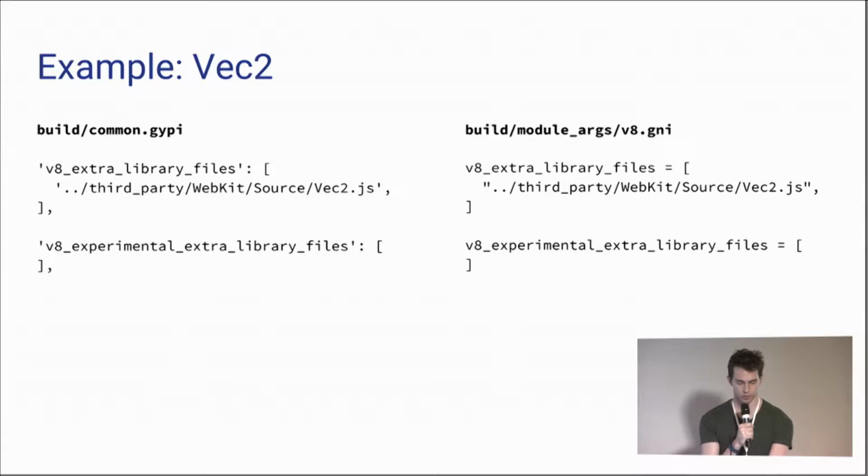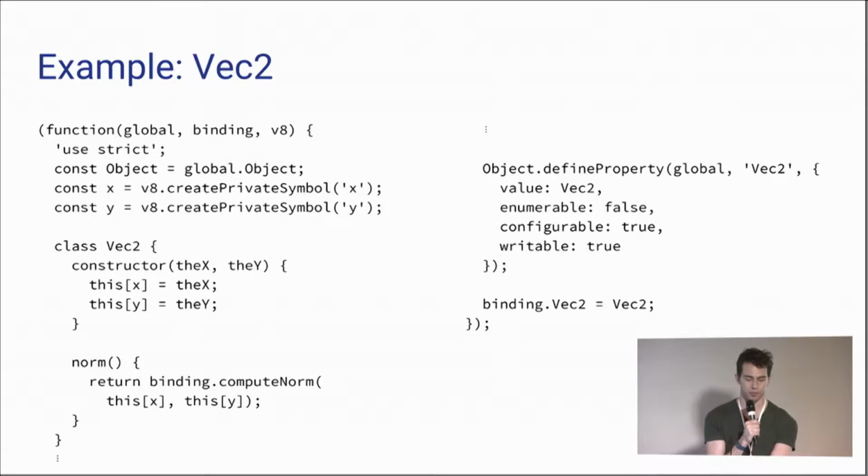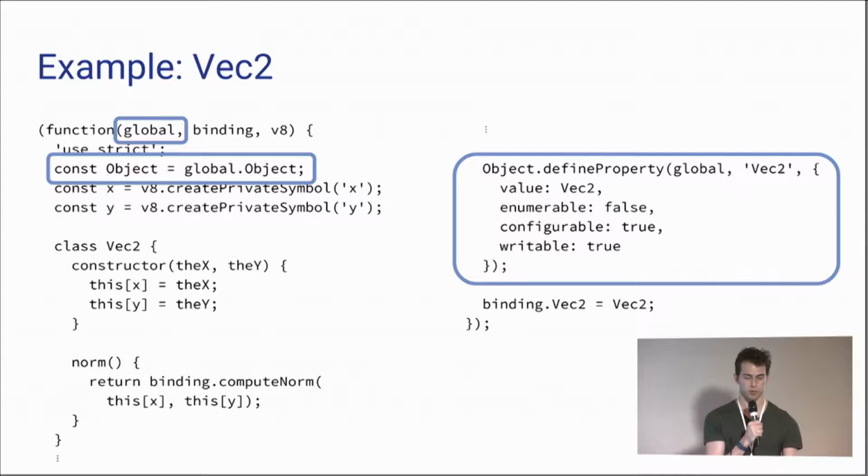So here's an example of what a V8 extra file looks like. It's pretty basic JavaScript, but there are a few things to call out here. First is that we don't get the normal scope resolution, so you have to manually look up everything that's on the global, so that's why we're aliasing Object here. And then to add things to the global, you just defineProperty them like you would in normal JavaScript. So that's what we're doing here.